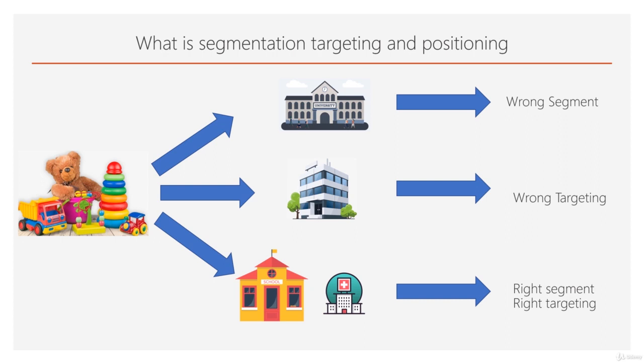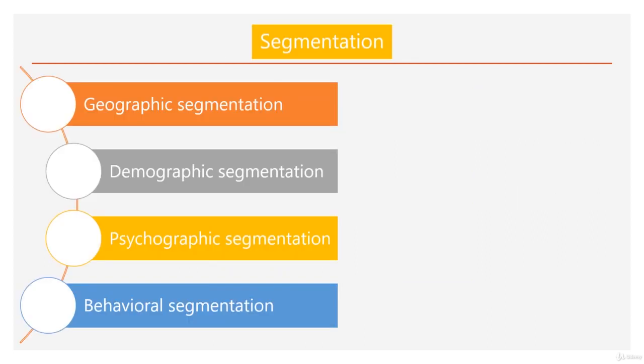Now this is a very basic concept. Now we will try to jump into a little higher advanced concept in segmentation. Segmentation has multiple dimensions to it. For example, you can segment a specific set of customers based on geography. You can also segment those customers based on demography, based on psychographic need, and based on behavioral segment.